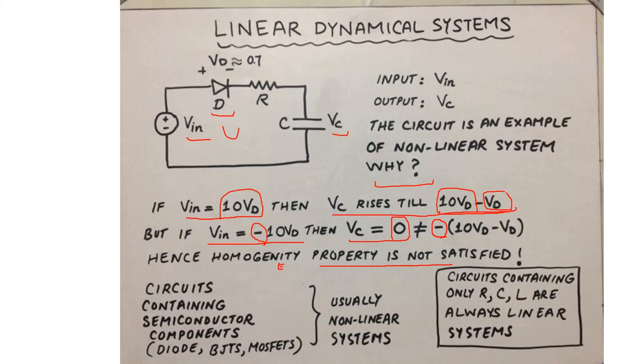Note that several electronic circuits which contain semiconductor components such as diodes, BJTs, and MOSFETs are usually nonlinear systems. By contrast, electrical circuits, which are defined by three components, resistance, capacitance, and inductance, exhibit linear behavior.